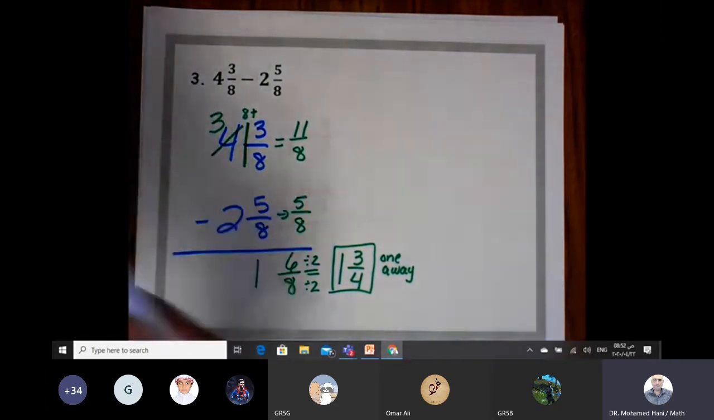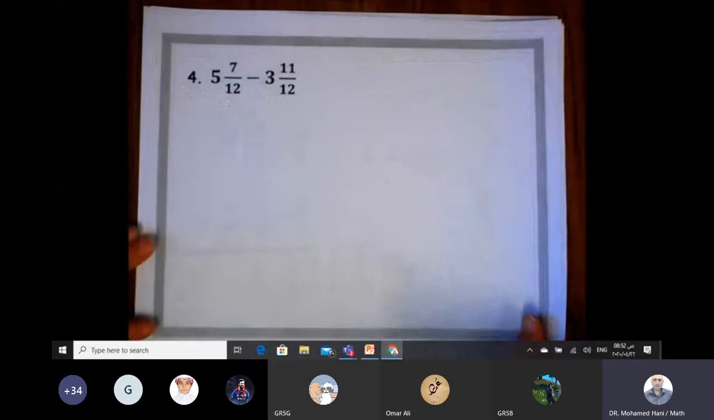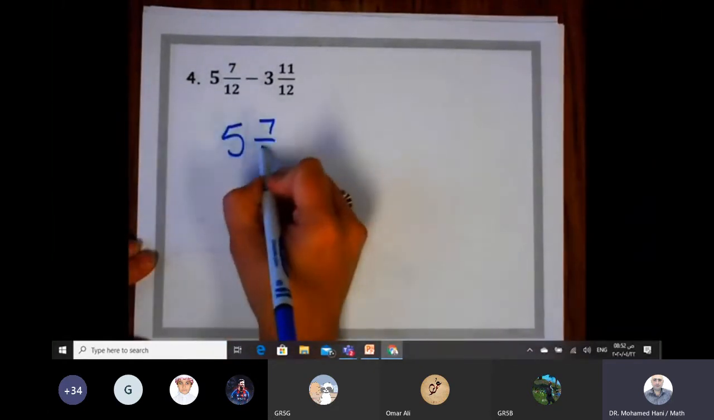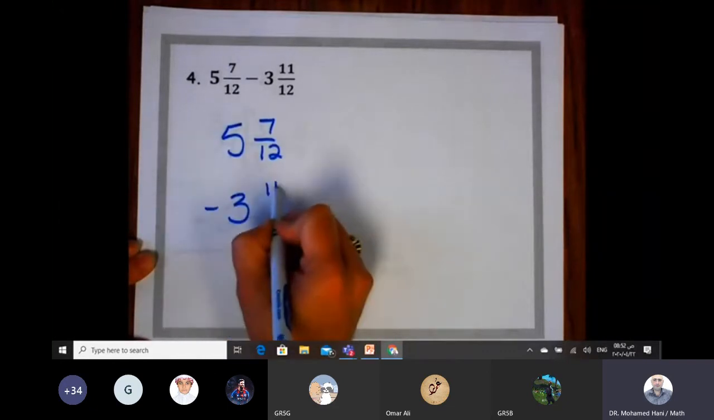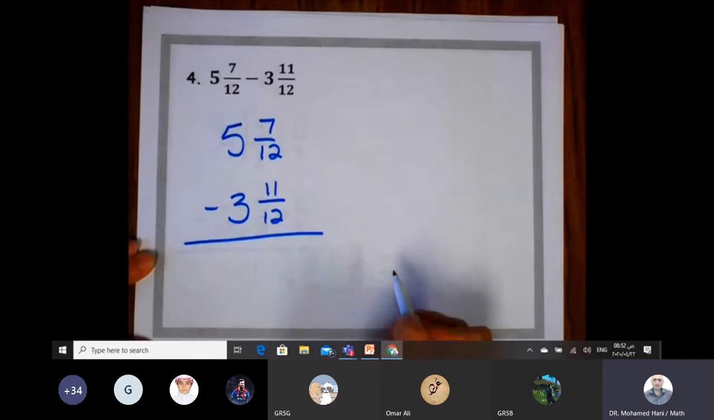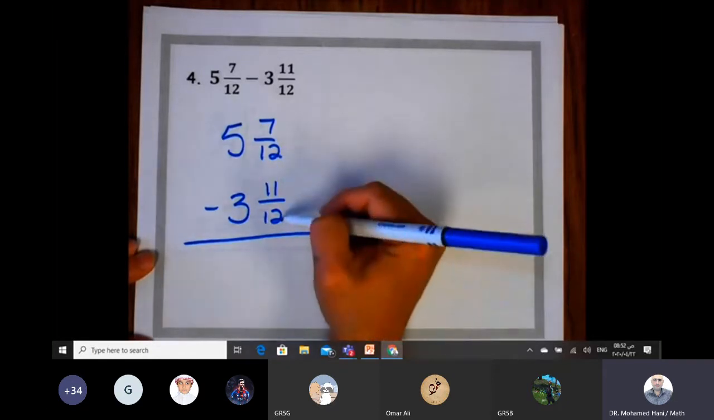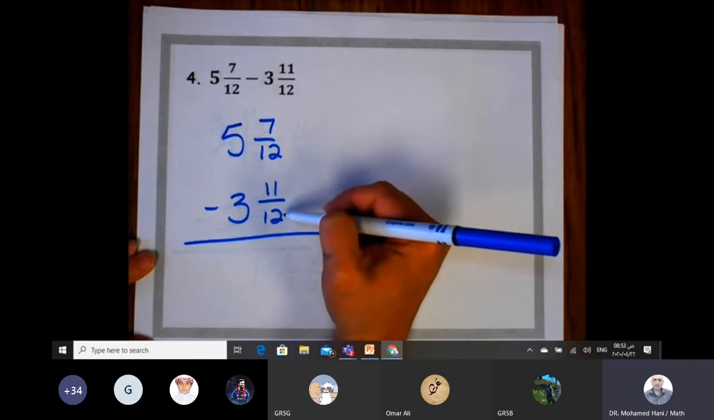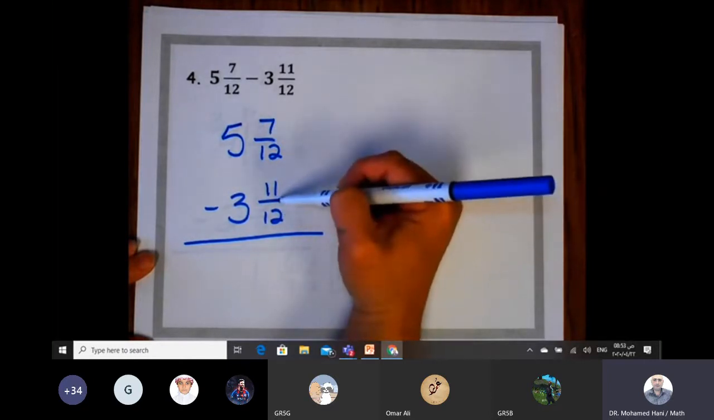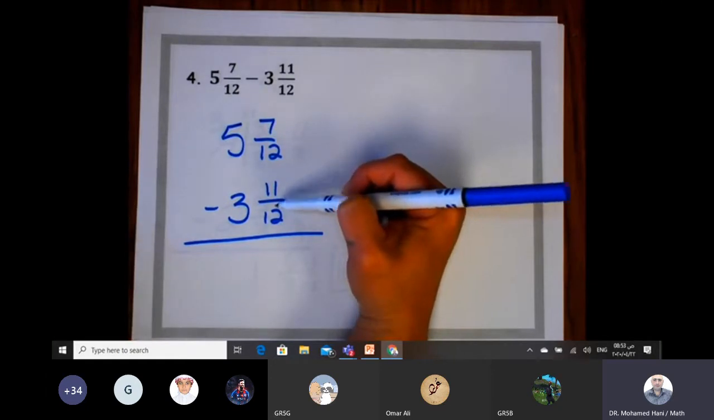Number 4. 5 7/12 minus 3 11/12. Notice I already have a common denominator of 12, so now let's see if we can subtract. Can we do 7/12 minus 11/12? No, we cannot, so that means we have to borrow.